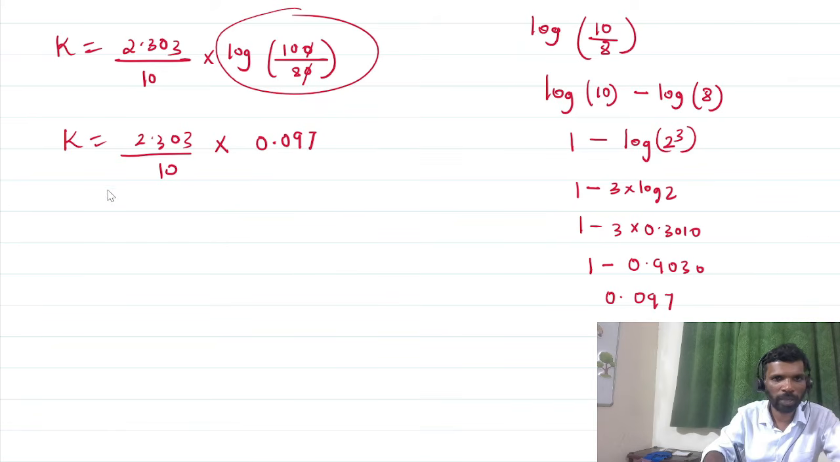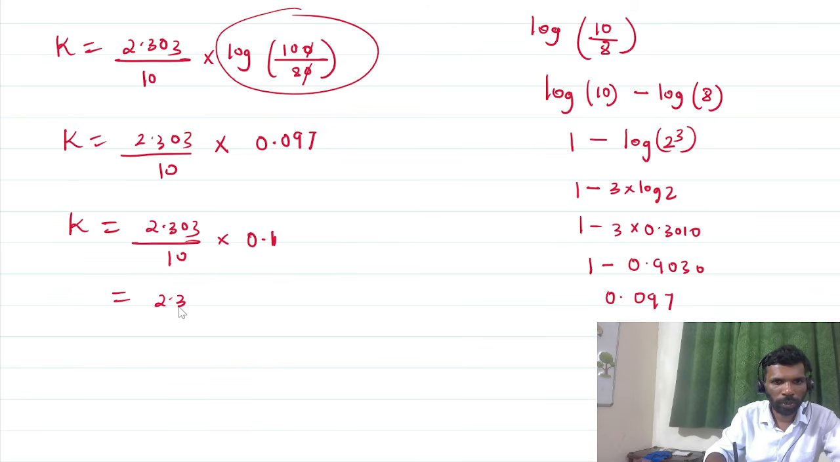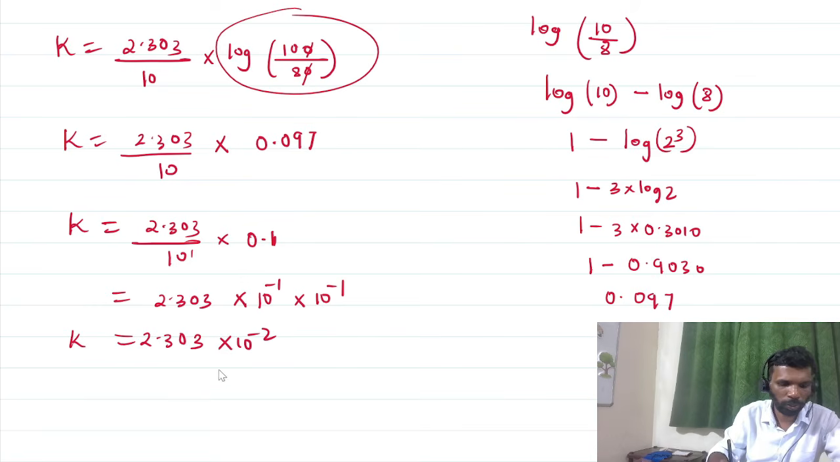0.097 is very close. If I can approximate this 2.303 upon 10, can I write this as 0.1? It is very close to, I'm rounding it off. So this is 2.303 into 0.1, and 0.1 could also be written as 10 raised to minus 1. So k is equal to what? 2.303 into 10 raised to minus 2. This is our k value.